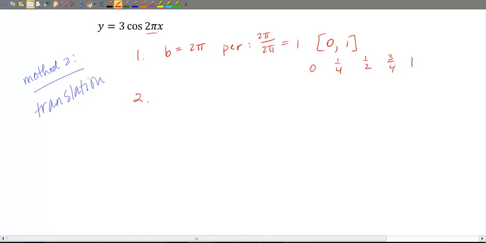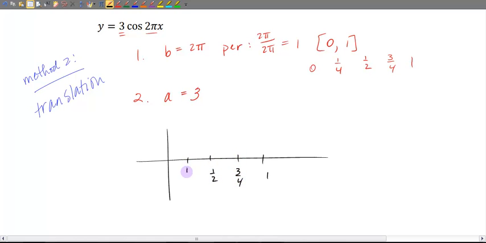So the second thing that I want to identify out of this, now that I know what the period looks like, is the amplitude. So the amplitude for this is 3, meaning that I'm going to go up a maximum of 3 and down a minimum of 3. So I can draw this really quickly based on that information. We know this is what my x-axis looks like. We know that I have a height of 3 and a minimum of negative 3.